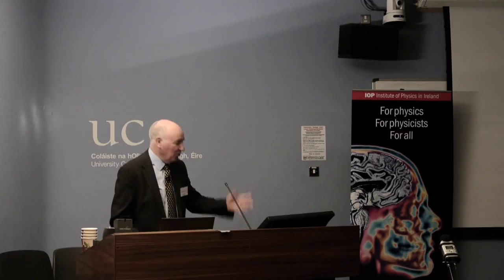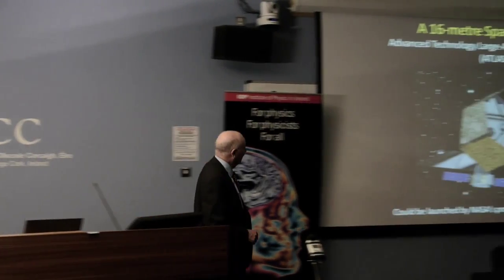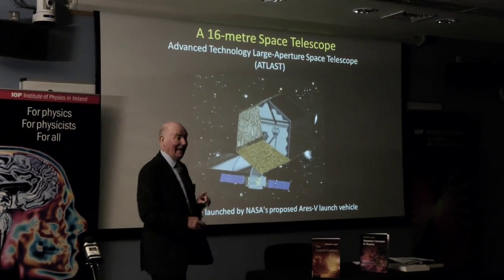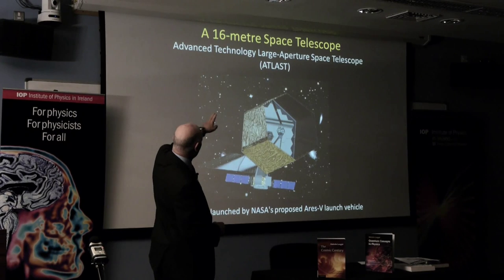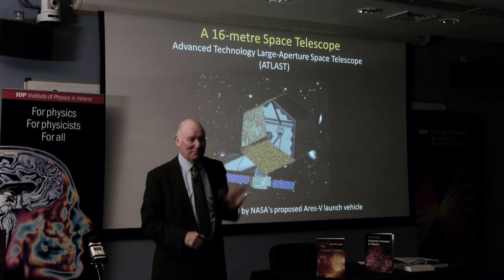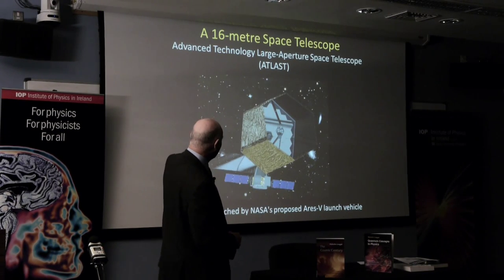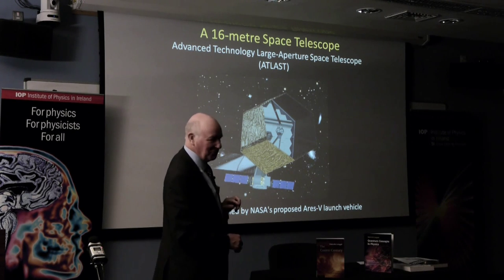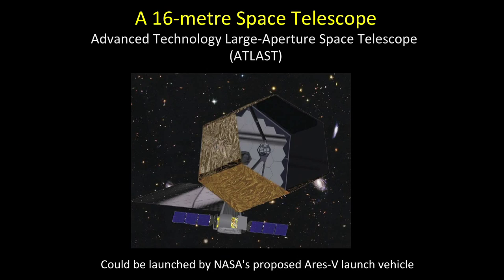And then there's no reason now why we can't be even more ambitious and think about this thing called ATLAST, which is an advanced technology large aperture space telescope. In principle, you could build something like this if you've got something like an Ares 5 launch vehicle. You could actually put that up.